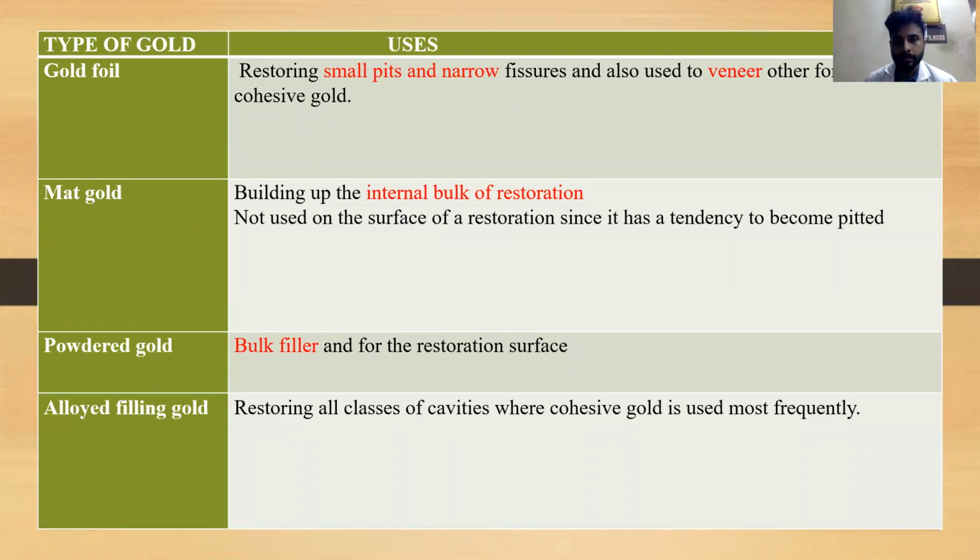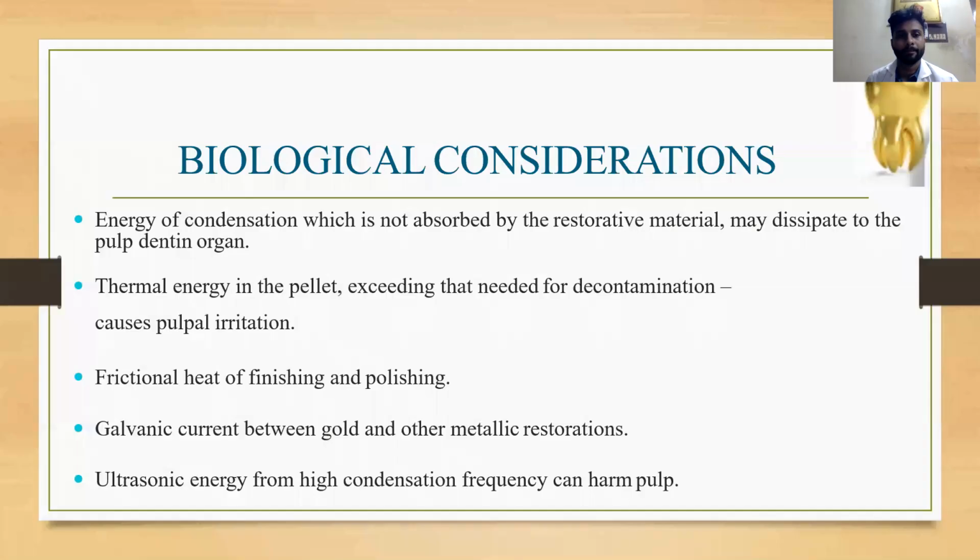So let's summarize the types of gold and their uses. First comes gold foil. Its main uses are restoring small pits and narrow fissures, and it is also used to veneer other forms of cohesive gold. Then matte gold is used for building up the internal bulk of the restoration, not used on the surface of the restoration since it has a tendency to become pitted. Moving on to powdered gold, it is a bulk filler and is used for the restoration surface. And alloyed filling gold is used for restoring all classes of cavities where cohesive gold is used most frequently.